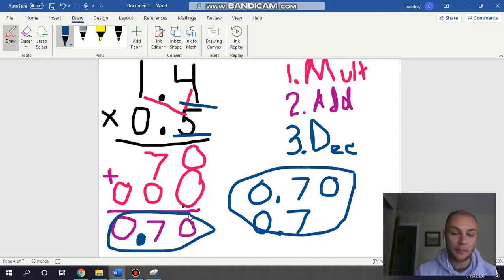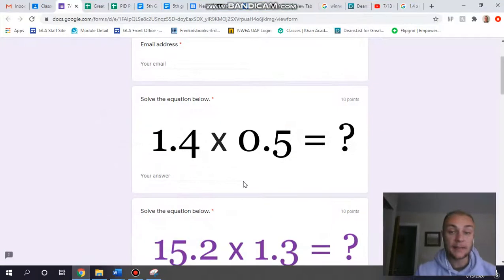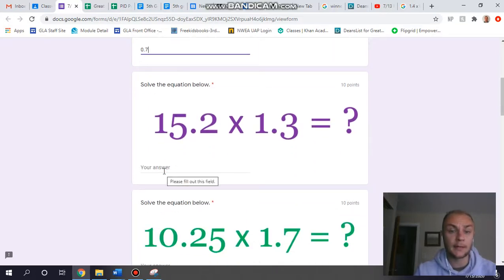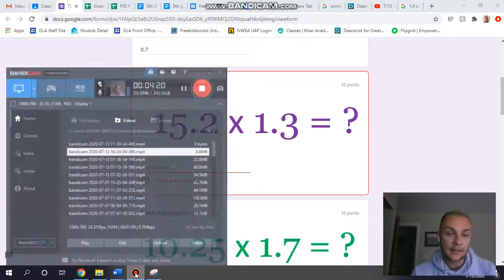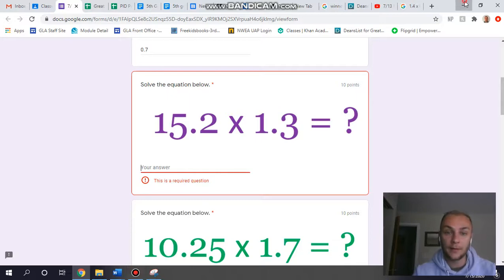Woo! We did a whole problem together. Awesome. This next one, you're going to be helping a lot more. 0.7. You can also put 0.70. Both will give you the correct answer at the end. I need to check and see how much time we have. Okay, I do have enough time.